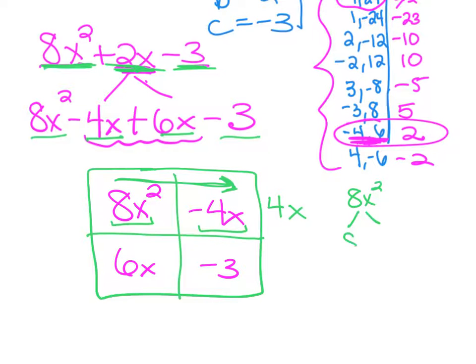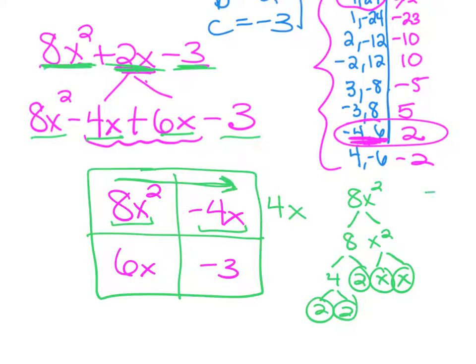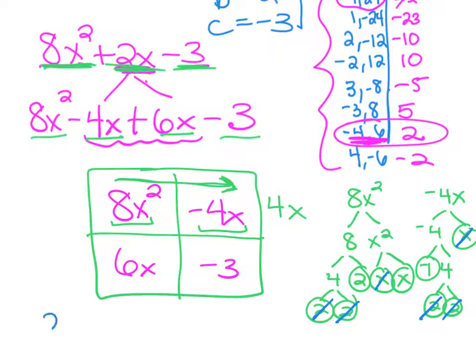Now again, if you need help figuring out what the GCF is, go ahead and write out your factor trees. 8 and x squared, 4 and 2, 2 and 2. My prime factorization, x and x is x squared. -4x would be -4 and x. -4 would split up into -1 and 4, and then the 4 splits up into 2 and 2. If you look at the tree, what do they have in common? They have a 2 in common, another 2 in common, and an x in common. So if you look at what I crossed off, 2 times 2 times x, which we know is 4x. That's why I got 4x as my common factor.